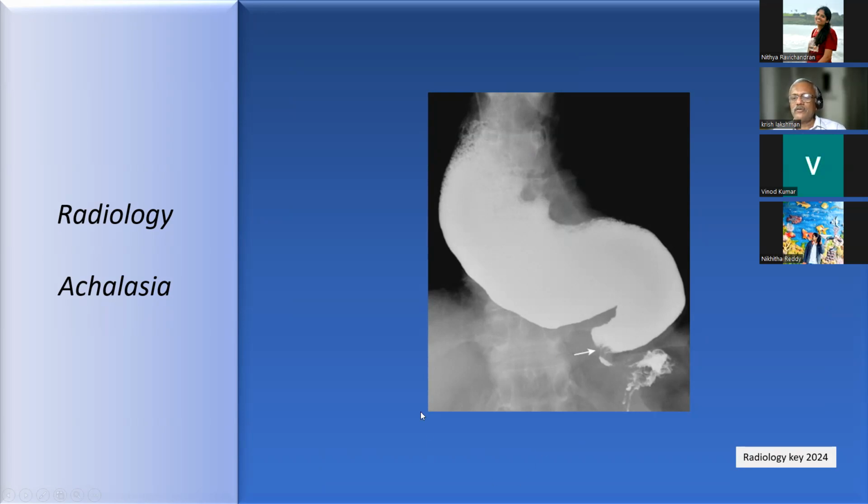But what about the rest of the esophagus? Sigmoid esophagus. That's it. It is so dilated and so tortuous that this is the one that is classically called the sigmoid esophagus, which is the final stage of achalasia.